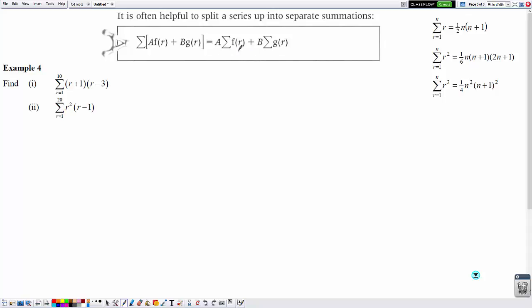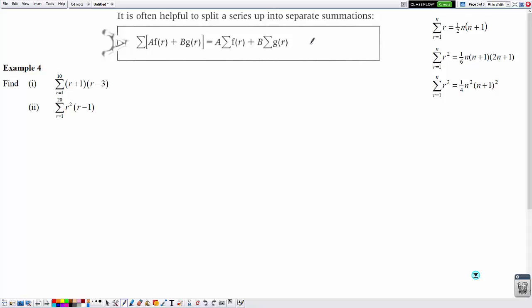What this says here is you can split this up, and you can do 2 things. First of all, you can split this up into 2 sums, so sigma a f of r plus sigma b g of r. And then this a is a constant that we're multiplying all of this by. We can take that on the outside.